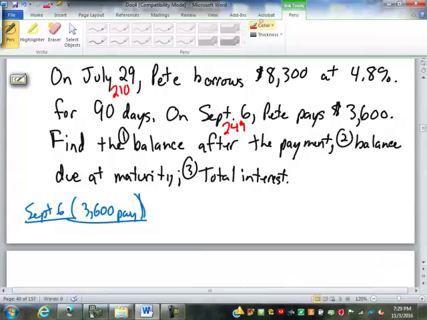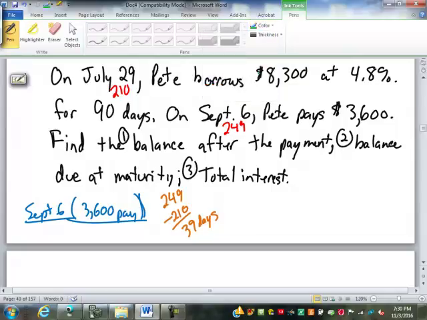Okay, so what I asked for here is not that much different. Well, it's nothing different than what we've already calculated. It's just never been something we specifically asked for you to report. So let's look at our days again. July 29th is day 210. September 6th is day 249. We started on July 29th, so our first action on the loan is September 6th. So our days, 249 minus 210 is 39 days.